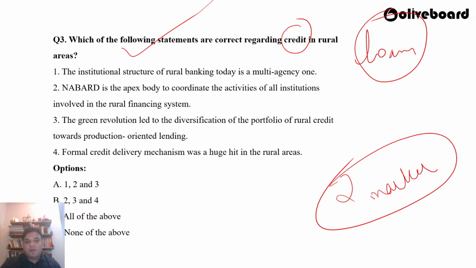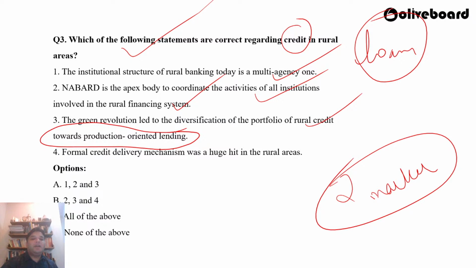Statement number 1, the institutional structure of rural banking today is a multi-agency one. Statement number 2, NABARD is the apex body to coordinate the activities of all institutions involving the rural financing system. Statement number 3, the Green Revolution led to the diversification of the portfolio of rural credit towards production oriented lending.